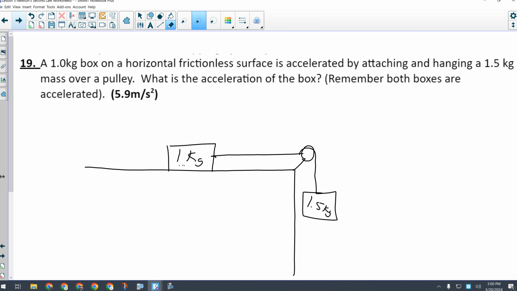I would say draw that diagram and see if you can identify any other forces that are acting there that might cause the system to move.